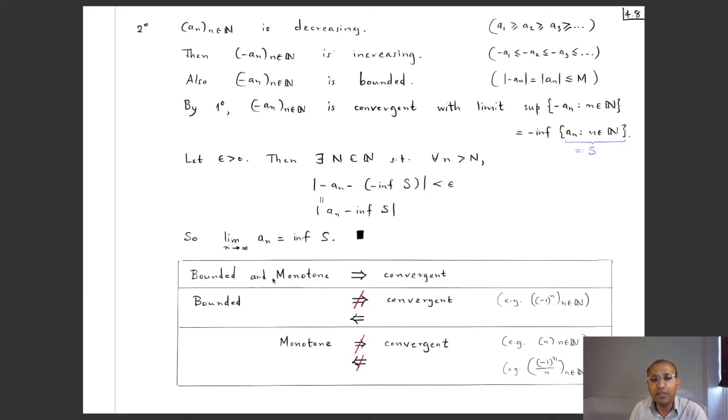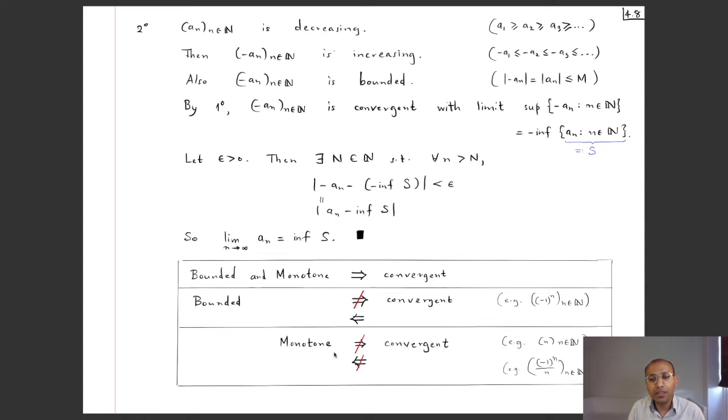What's the status with just monotonicity? Suppose you forget the boundedness part. What can we say about implications? Well, neither of the implications is true. So monotone does not imply convergent. So for example, if you just look at the sequence of natural numbers, that's an increasing sequence, hence monotone, right? But it's not convergent, because if it was convergent it would be bounded, but it's not bounded.